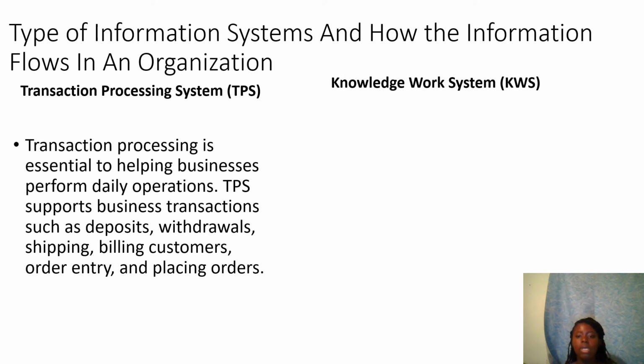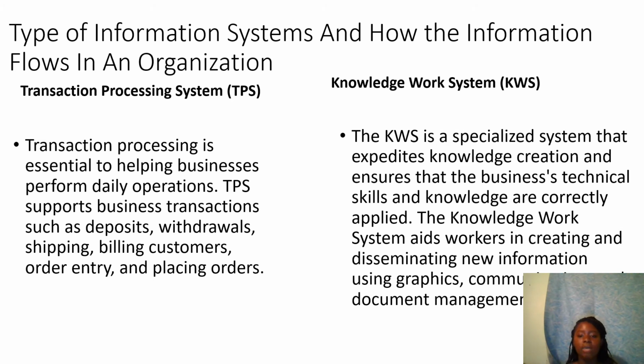Number 2. Knowledge Work System, KWS. The KWS is a specialized system that expedites knowledge creation and ensures that the business's technical skills and knowledge are correctly applied. The knowledge work system aids workers in creating and disseminating new information using graphics, communication, and document management tools.